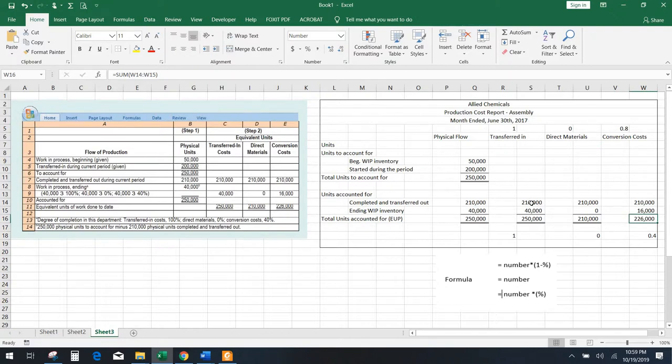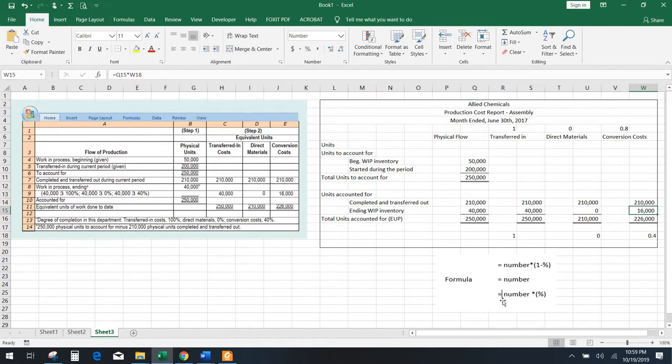And then here they just followed the same formula that I showed you. They just used the number, and then for this bottom number they used the number times the percentage. The number times this percentage, which is 100%. This number times 0%, 0, and then this number times 40% equals this. And they got 250, 210, and 226 for their equivalent units.